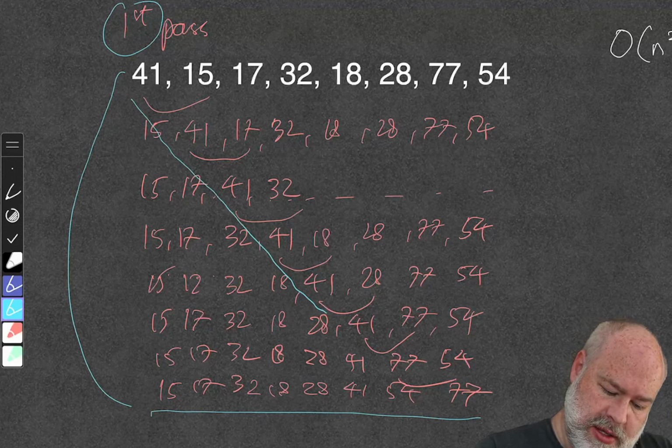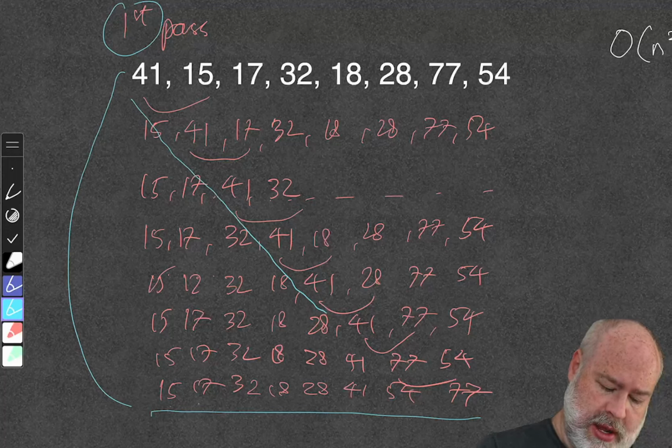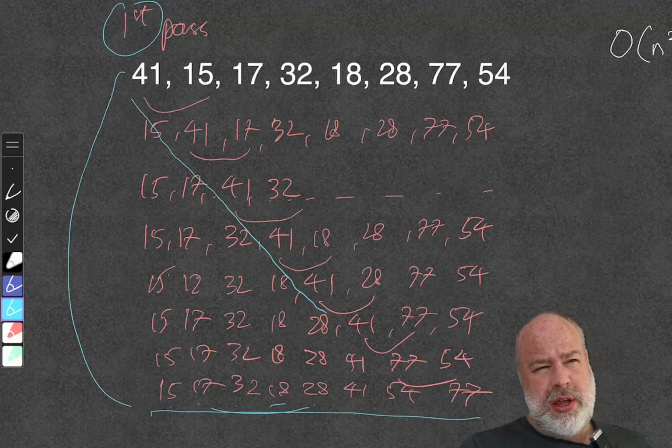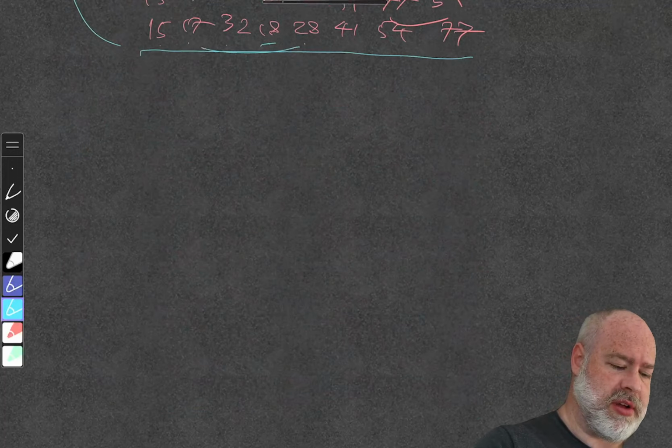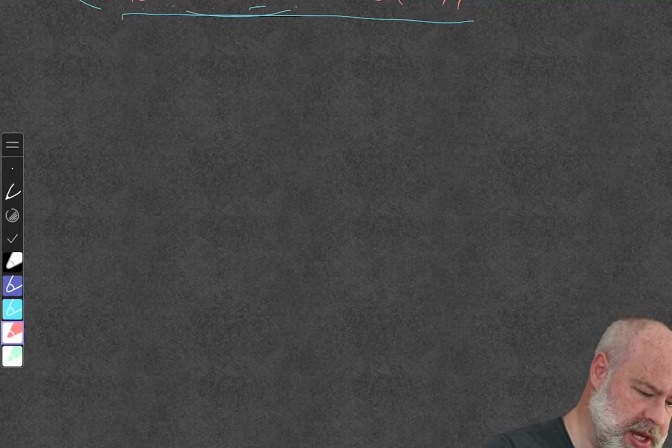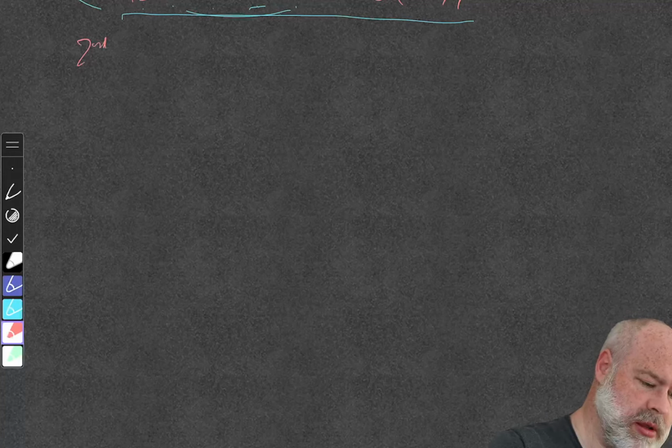Now, is it sorted? Well, 17 is bigger than 15, 32, but we've got an 18 here, so we still haven't sorted it completely, have we? And that 28 needs to be up there. So we'll need to do another pass to sort this. It's not going to be completed on the first pass. So let's do a second pass on this array.